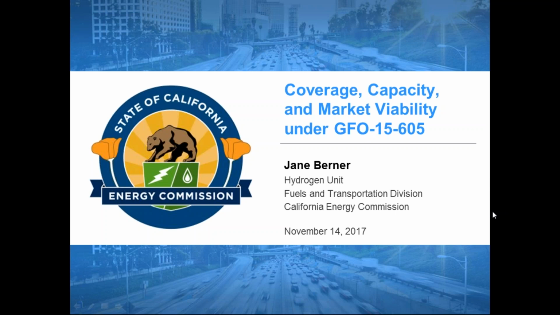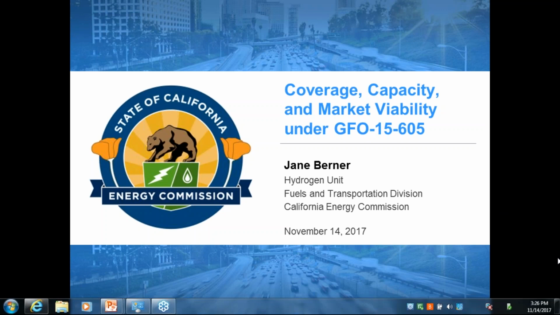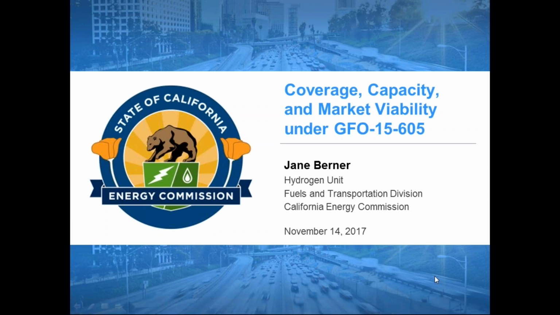So I'm going to be taking a look backwards now, whereas we just spent the last couple hours looking at the latest developments related to CHIT and the 2017 update. Now we're going to look backwards at how CHIT was used under the last GFO related to hydrogen refueling infrastructure. That's GFO 15605, called Light Duty Vehicle Hydrogen Refueling Infrastructure, and see how CHIT was used and how other factors were incorporated into this evaluation criterion called coverage, capacity, and market viability.